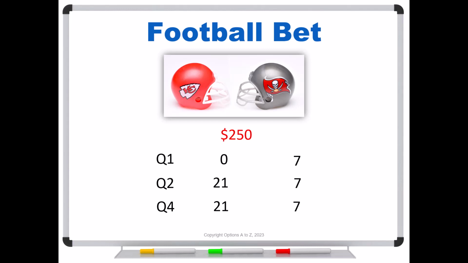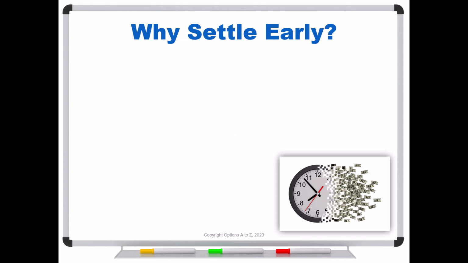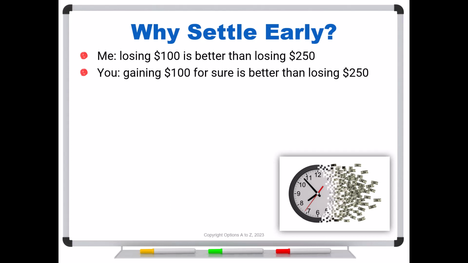But now that brings up another good question. Why would we even entertain the idea of settling early? Well, from my perspective, losing $100 is better than losing $250 or whatever number we decide on. And from your perspective, gaining the $100 for sure is better than losing $250, which remember, the game's not over and you still could lose. And so here's a chance to end the clock right now for a sure $100. And again, this is what traders are looking at. How much is it worth to settle the bet now?